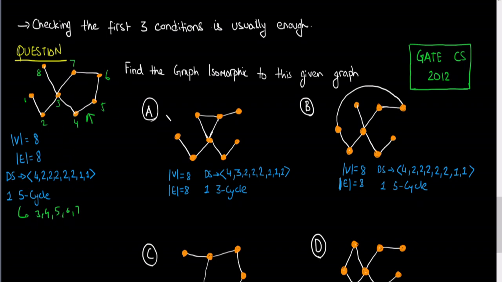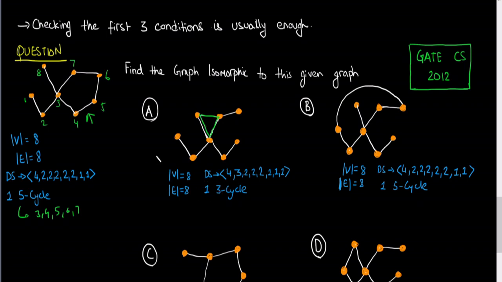Now let's list down all these properties of all the options and see which option matches every property of our original graph. Okay, so for option A, you've got your graph given like this, and listing down all the properties, we have mod V as 8, mod E as 8, degree sequence as this. Degree sequence is generally written in decreasing order, so I've followed that convention. I've seen that there is a 3 cycle here illustrated by this.